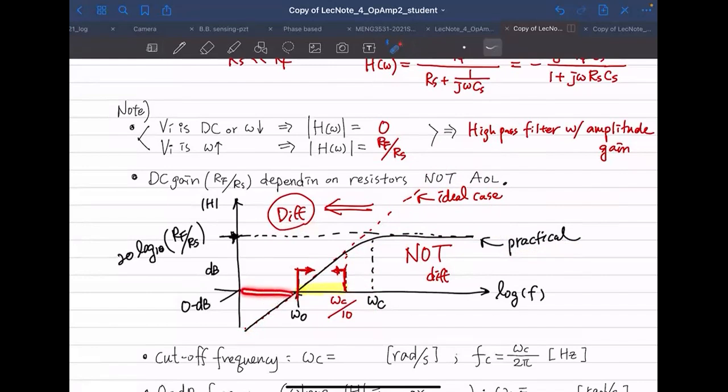However, I don't want to go too low, because if you pass this 0 dB, then your V out is getting smaller than your V in. So you're practically losing power. So I don't want that either. So I would like to be between these two. And here is going to be the sweet spot. Okay.